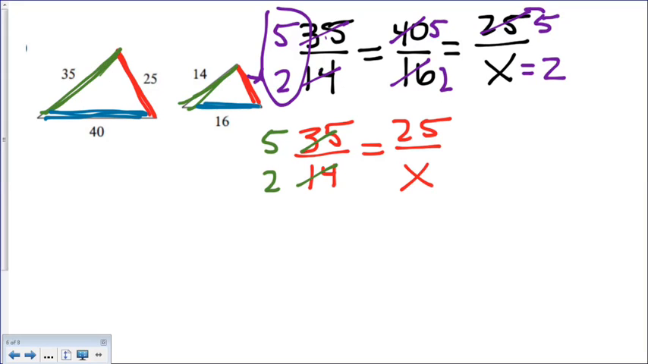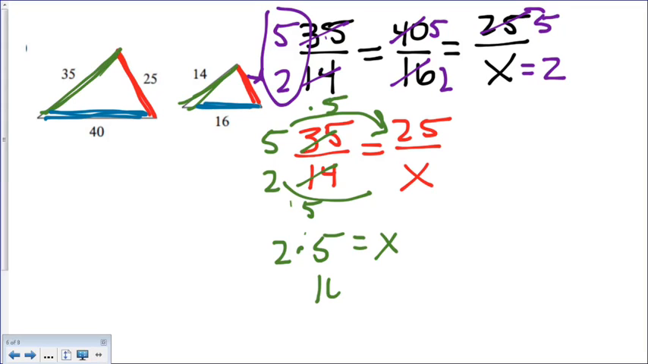Okay. And then, how do we get from 5 to 25? We multiply by 5. So we've got to multiply by 5 here. So 2 times 5 equals x. So that's going to be 10. 10 equals x. So the missing side of this is 10. Okay? So just to recap, if they're all similar, we know all the ratios are going to be the same. So using that scale factor, we just compare big to small. We knew the big red side is 25, but the small red side we didn't know. So that's how I set up my proportion.